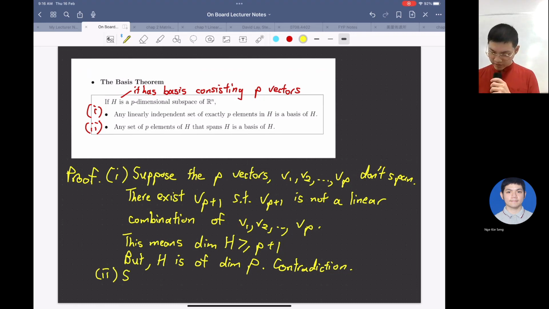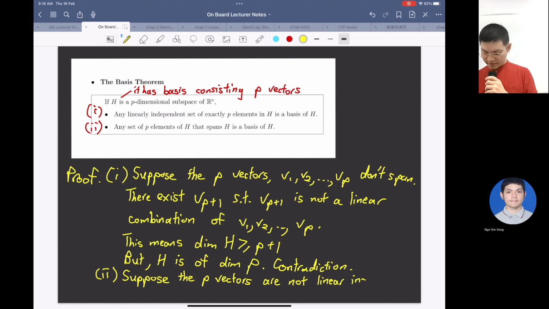So suppose the p vectors are not linearly independent. For this kind of short theorem, there is not enough information, so we cannot do something constructive. So we usually use contradiction. Suppose that they are not, and let's see whether anything goes wrong. If they are not linearly independent, what does that mean? What's the definition of linearly independent?